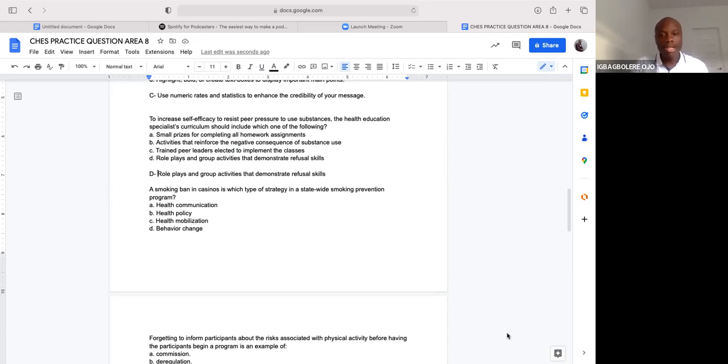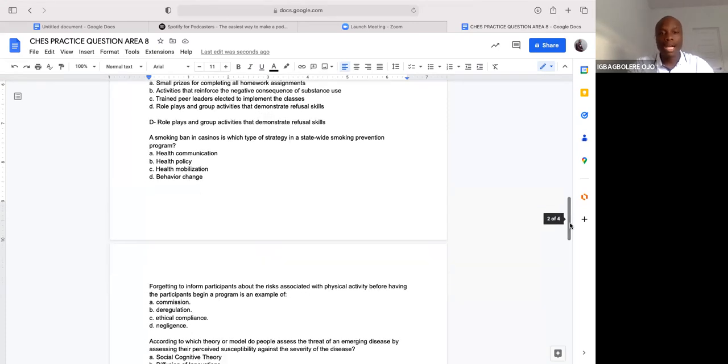All right, next question. A smoking ban in casinos is which type of strategy in a statewide smoking prevention program? Emphasis on statewide smoking prevention program. The first one says health communication. The second says option B, health policy. That's good. The third one says health mobilization. That is also good. The last one says behavior change. That is also good. Again, I've said this before. Always look out for the best fit for the question. As far as we are concerned, in public health, if you are implementing a smoking prevention program, it is for behavioral change. That is also part of health communication, right? That is part of health mobilization, and that is also part of health policy.